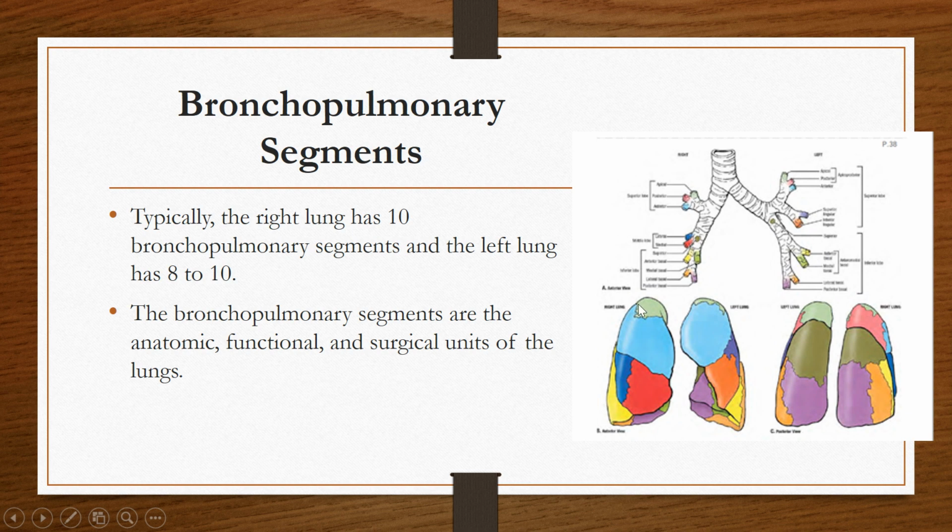Okay, again I will repeat. The right lung has 10 bronchopulmonary segments. The left lung has 8 to 10 bronchopulmonary segments. And what are bronchopulmonary segments? They are the anatomic, functional and surgical unit of the lung.